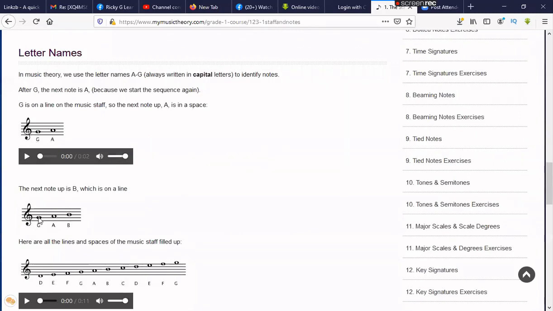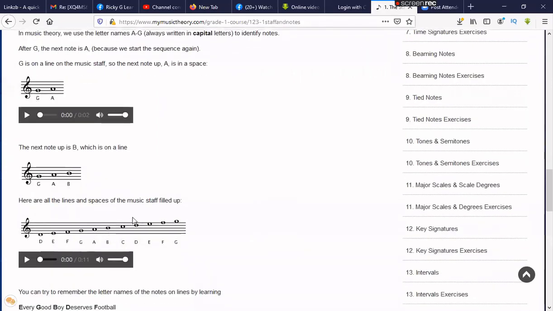G is on the second line. B is on the third line. So what you have here now is GAB, which is this line, this space, and this line, gab, if you like. So here are all the lines and spaces of the music staff.